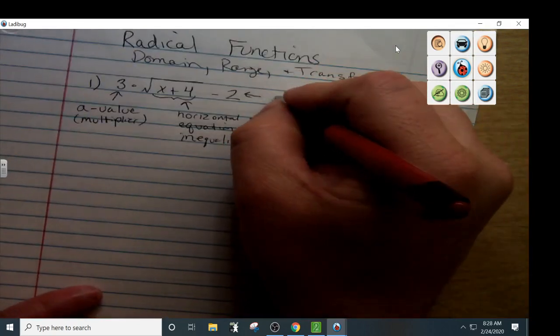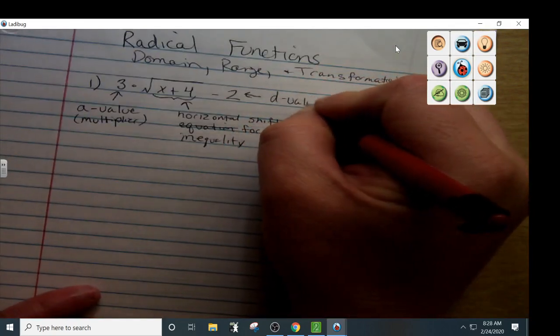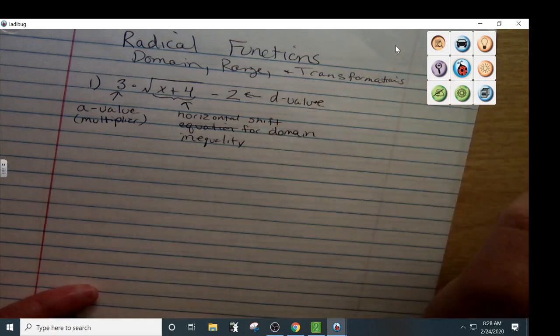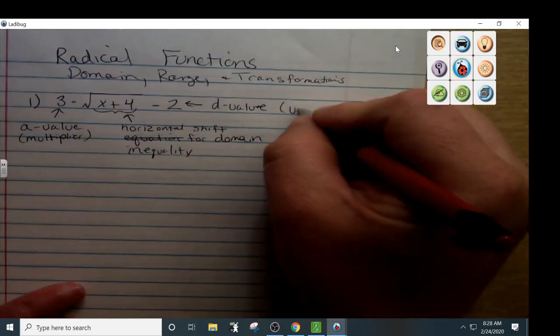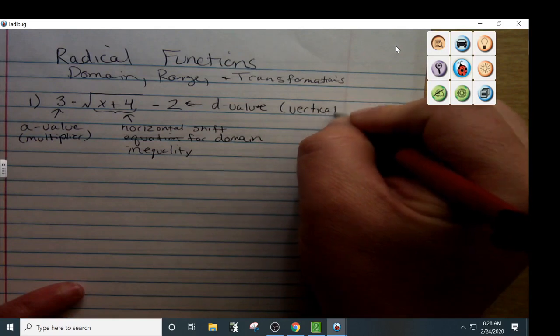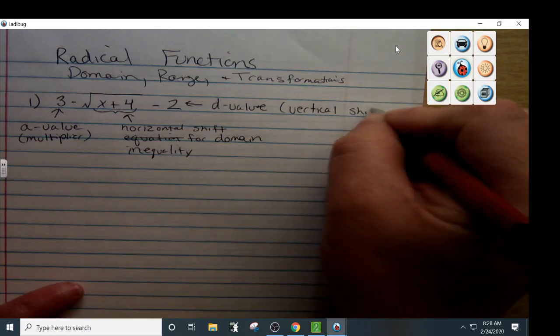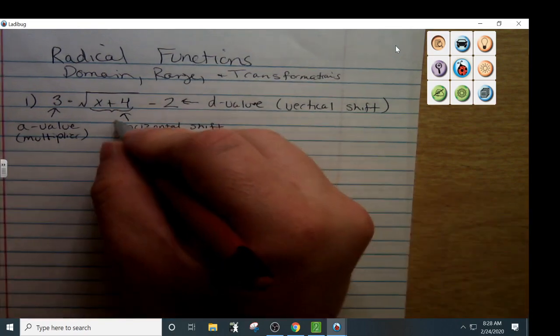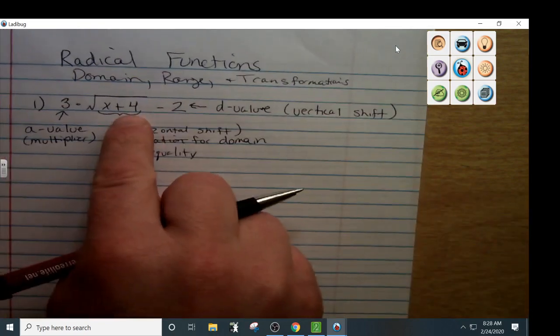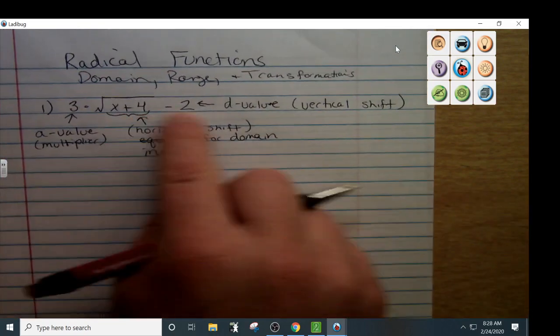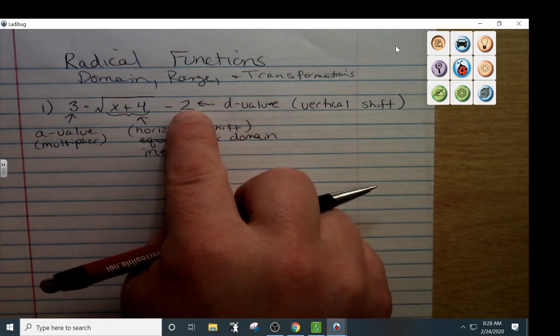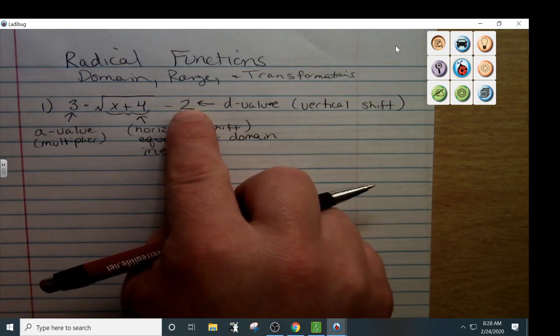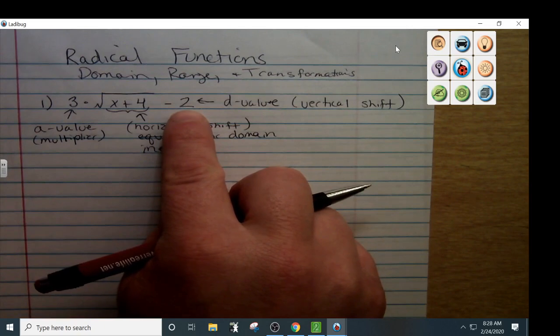I call this your D value. That's your D value. This is your vertical shift. So guys, underneath the radical is your horizontal shift. The D value, which is outside, that is your vertical shift.